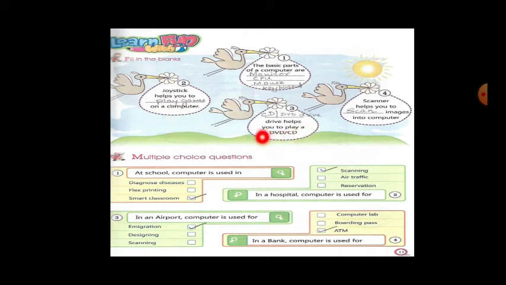Disk drive helps you to play a DVD or a CD. It is nothing but the CD or DVD drive. Scanner helps you to scan images into the computer. Obviously, scanner helps us to scan the images or the documents.